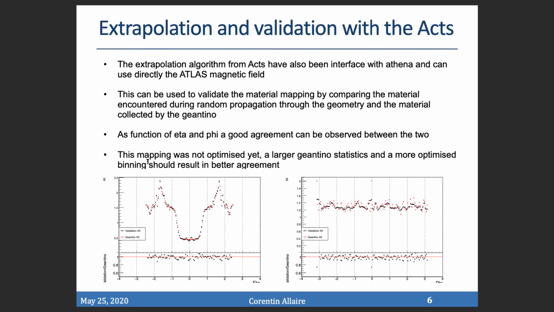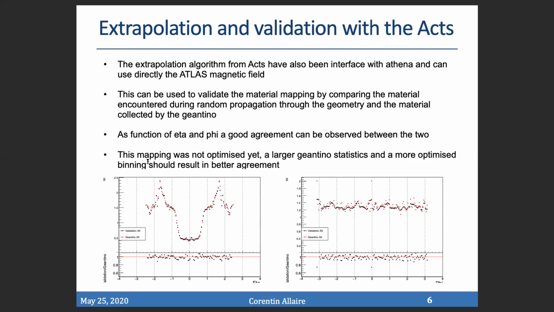So to validate this material mapping, we can use the extrapolation tool from ACTS that has been implemented in Athena. Since you have these interfaces, you can directly use the Atlas geometry and the Atlas magnetic field. The way we are going to use this for validation is to compare the amount of material crossed by one of the Geantino tracks that we obtained at the beginning with the amount of material crossed by a propagation through the detector.